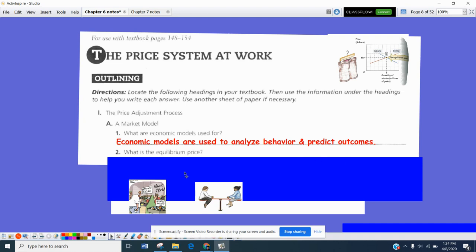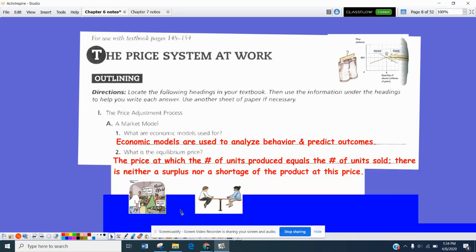What is the equilibrium price? Well, equilibrium price is the price at which the number of units produced equals the number of units sold. There is neither a surplus nor a shortage of a product at this price. So in other words, it is the perfect place where supply and demand meet. And this is probably going to be the price that is charged within the marketplace.